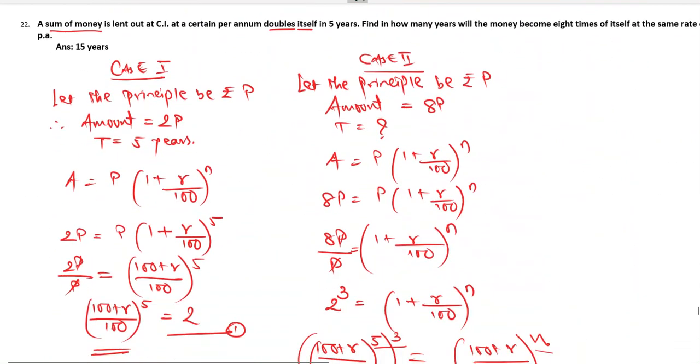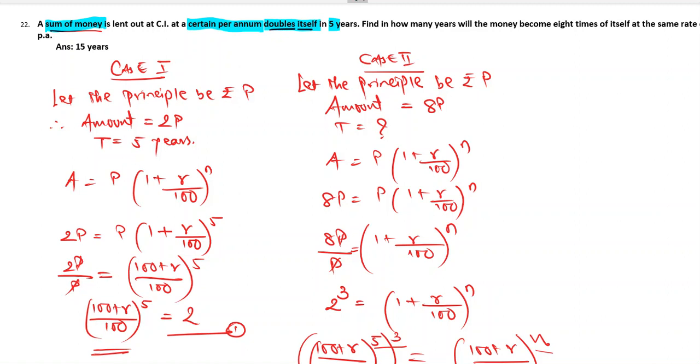Next question. A sum of money is lent out. This is an important and very nice question. A sum of money, we don't know what the principal is, is lent out at compound interest at a certain rate per annum. We don't know the rate. And this sum of money doubles itself in 5 years. So we know that the amount is double the principal and the time is 5 years.